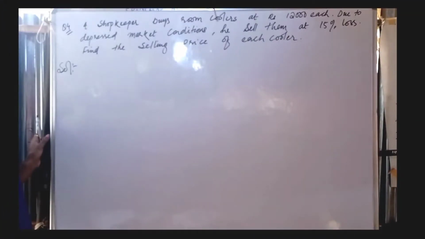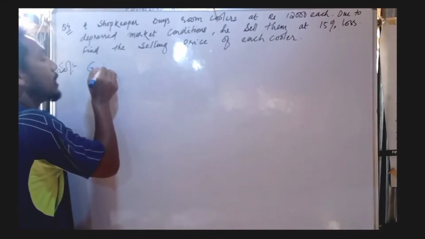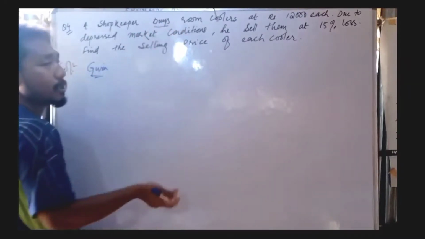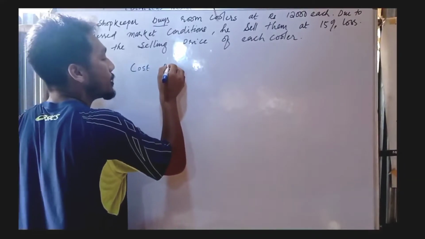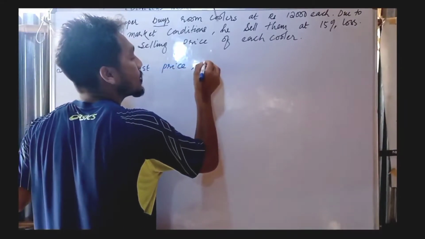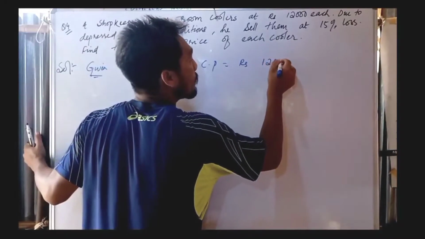Okay, so this is our next question, question number 4. A shopkeeper bought a room cooler at rupees 12,000 each. Due to depressed market conditions, he sells them at 15% loss. Find the selling price of each. Let's try to find out the given first. He bought it, so that means it is a cost price. So CP is equal to rupees 12,000.